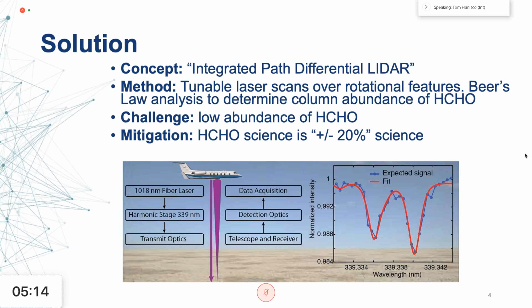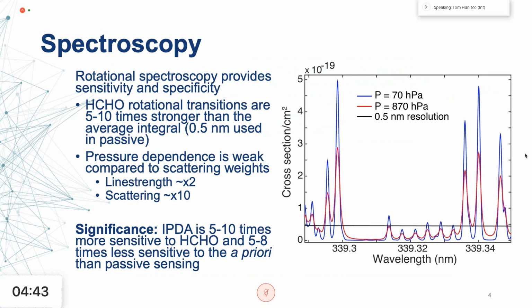And so what we'll do, by showing this airplane on the left-hand side, is build a fiber laser at 1018 nanometers, triple it to 339, and transmit it. And this will all be done on the ground. The airplane is just notional. And we'll obtain that spectrum that I show on the right when we receive the return signal. And when we fit this signal, we should have a measure of the formaldehyde in the atmosphere. Next slide, please.